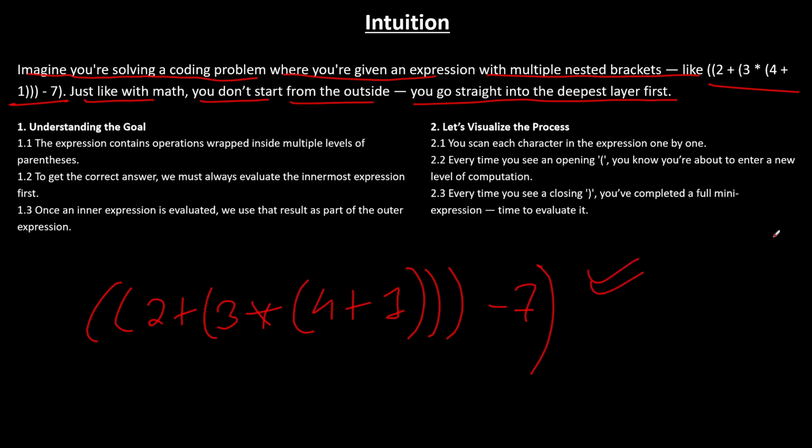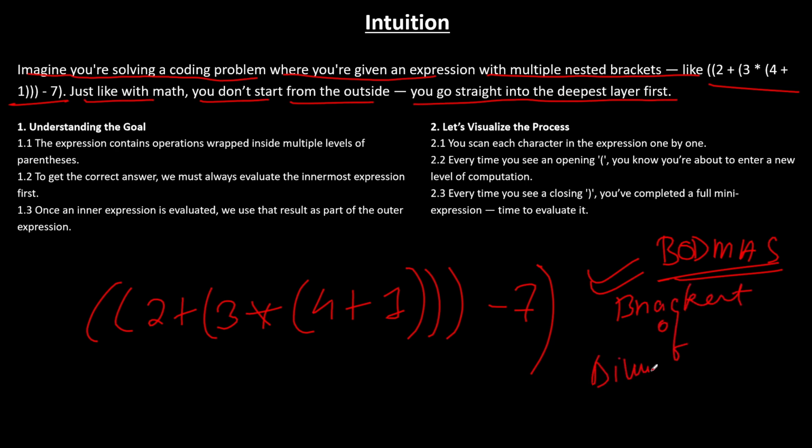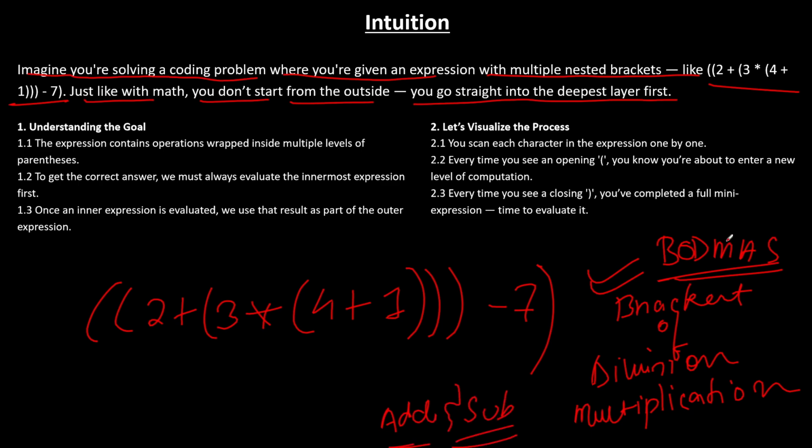Now, if this mathematical problem is given to you, what are you going to do about it? The first thing which comes to your mind is the rule of BODMAS. This is a mathematical rule which says B means bracket, D means division, M means multiplication, then A stands for addition, S stands for subtraction. So the full form is bracket, division, multiplication, addition, subtraction.